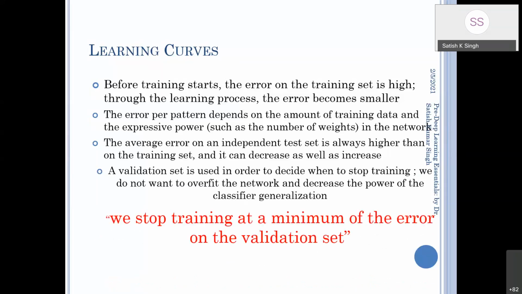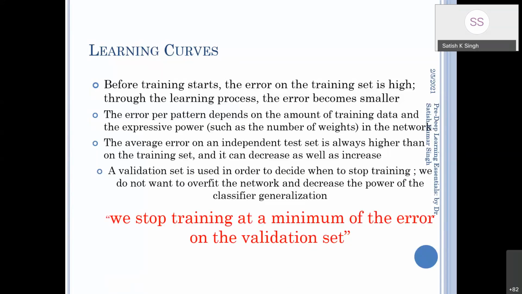So a validation set is used in order to decide when to stop training. It means which point must be selected. We do not want to overfit the network and decrease the generalization power of the classifier. So we stop training at a minimum of error on the validation set.